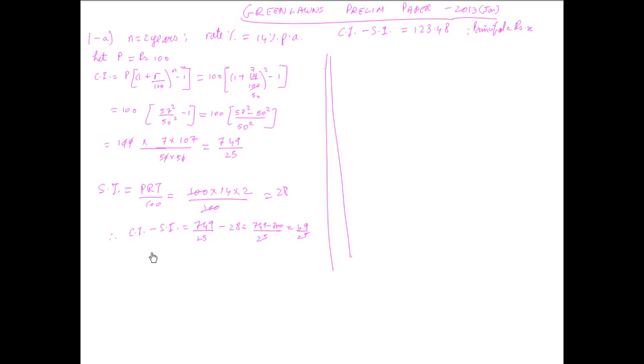Now children, we'll do the unitary method. If the principal is rupees 100, the difference in terms of percentage is 49 by 25. What's the principal in terms of rupees when the difference is 123 rupees 48 paise? So children, that would come out to be 123.48 times 25 by 49. This will cancel with 7 children, eventually to give you 252. 252 times 25 children is 6,300 rupees.